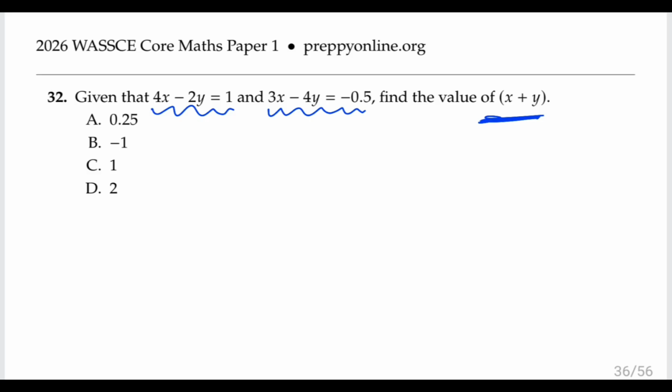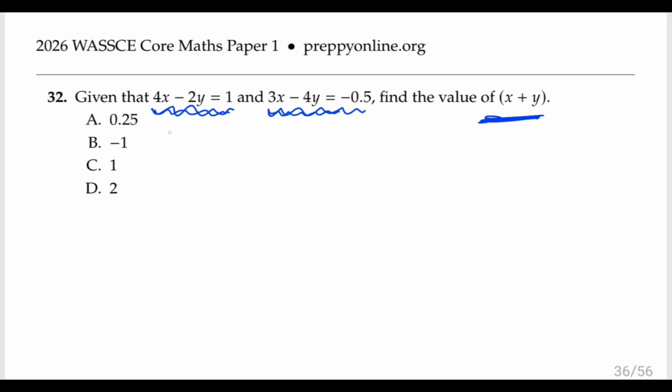But when we try to do that, for instance, when you try to subtract the equation 3x minus 4y equals minus 0.5 from this, you don't really get x plus y. And when you try to add also, you don't really get anything close to that. So we have to solve for x and solve for y and then add them. That would be one way to solve this problem. So we have simultaneous equations that we are trying to solve.